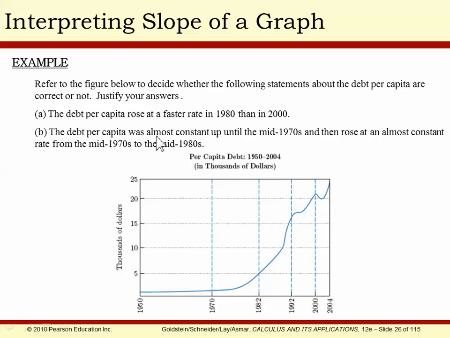We want to say is this statement true or false. The debt per capita was almost constant up to the mid-1970s, and then rose at an almost constant rate from mid-1970s to mid-1980s. Okay, so if it's constant, it's pretty much flat. If it's not constant, then it's not going to be a straight line. It's going to curve at some point.